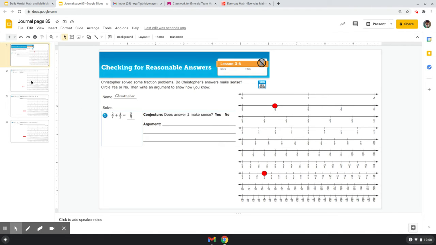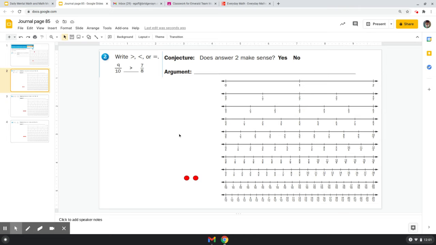All right, let's take a look at number 2. This is a comparing fractions question. Christopher thinks that 9/10 is greater than 7/8. Now let's take a look at our number line to see if this can help us out. I'm going to drag this red dot over to 9/10, and I'm going to drag this one over to 7/8. Perfect. Does it make sense that 9/10 is greater than 7/8? Yes or no?